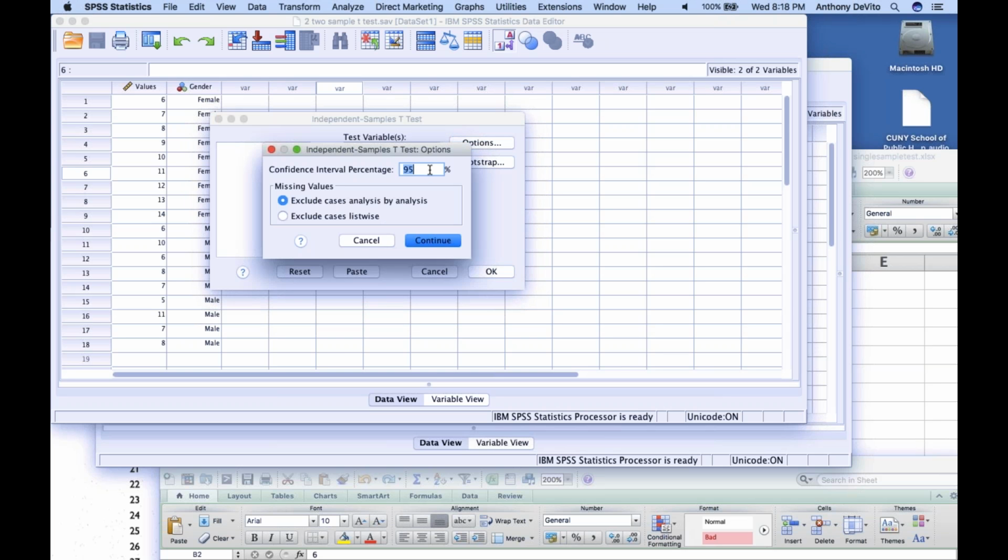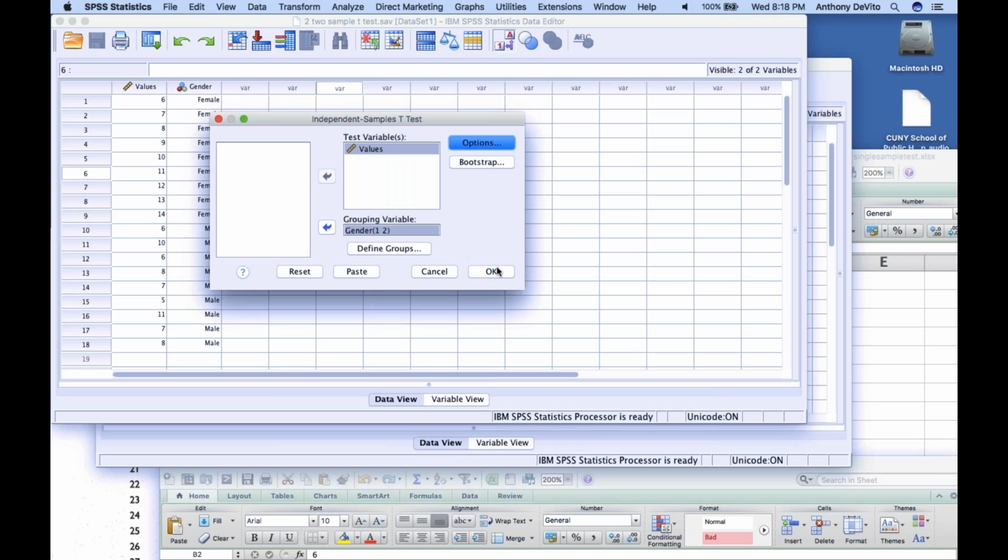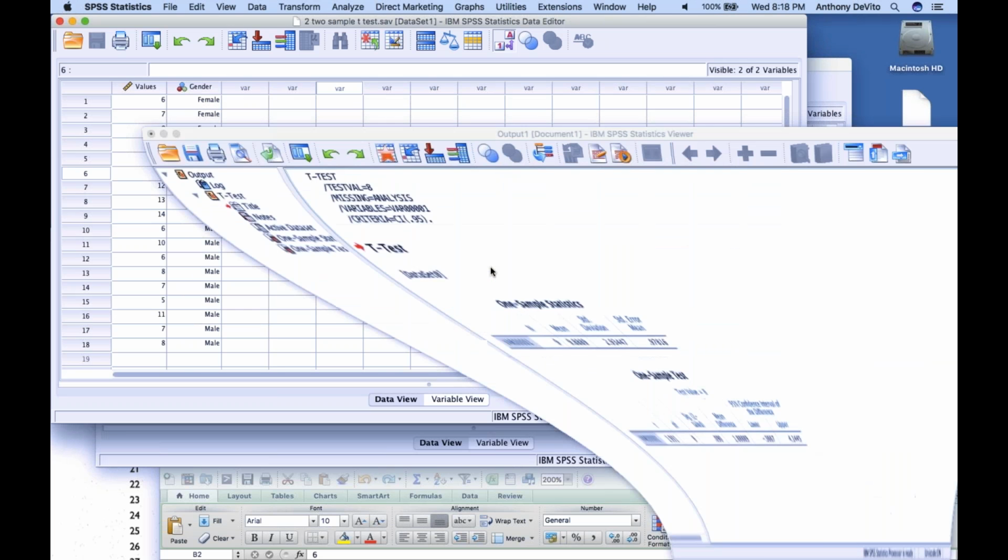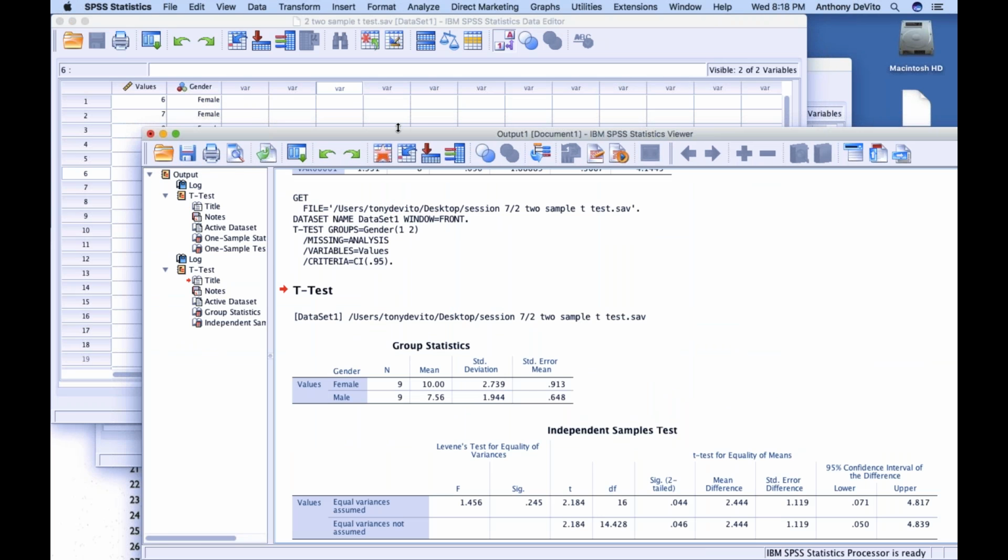Okay, options. You want to make sure it says, for a 5% alpha, 5% chance of being wrong, you want to make sure it says 95% confidence interval in there. If you want a 1% chance of being wrong, alpha equals 0.01, you might want to change that to 99% confidence interval. So I'm going to click OK. The output window is going to come up, and let's see what it gives us.